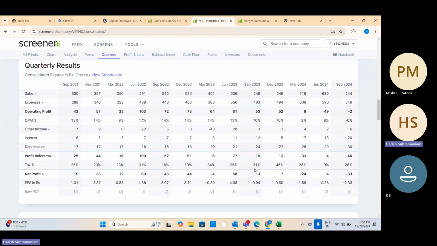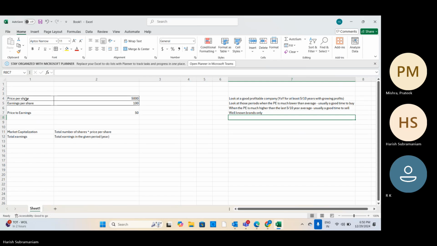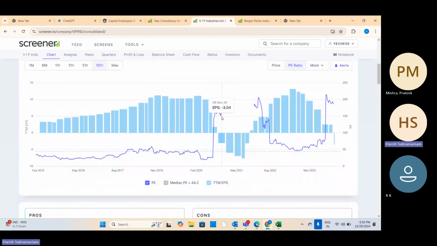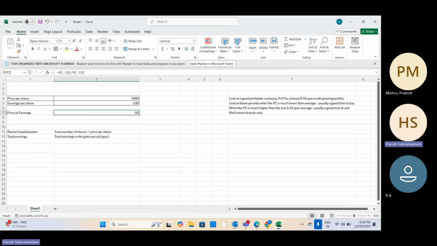Because the company was making losses, so price per share, let us say is 5,000, but earnings per share, let's say is minus 100, right? So this PE ratio becomes actually a negative number. So they have not shown it over here. They have just said this does not exist because what is the price you are paying for the stock? That is what this means.